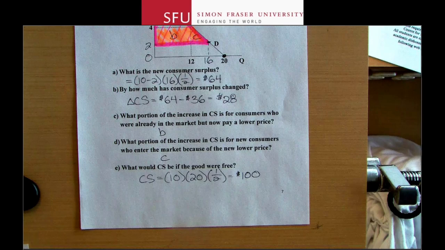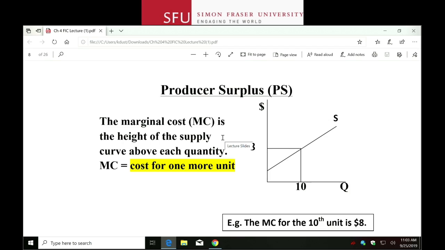Okay, so we'll talk about producer surplus now. And producer surplus is a little bit conceptually easier because it's basically like profit. They get paid a certain amount, they have a cost, it's just the difference. So it's like the profit.